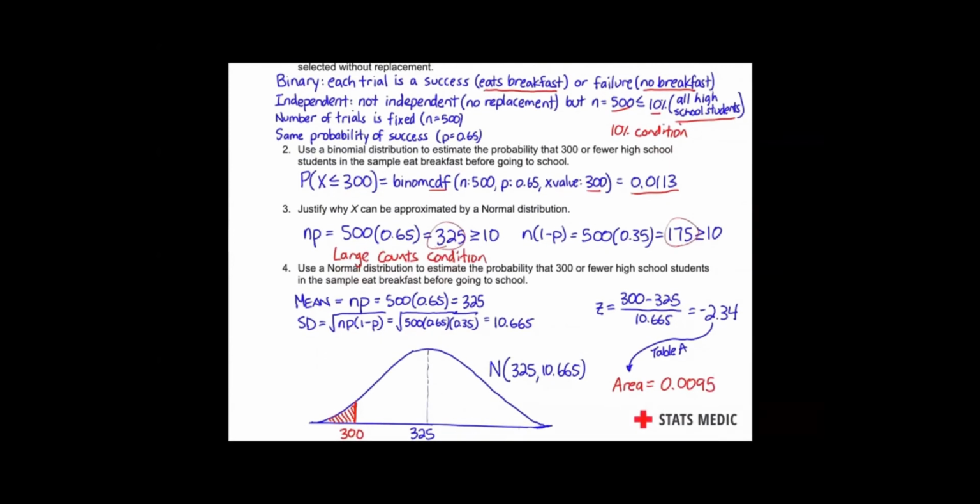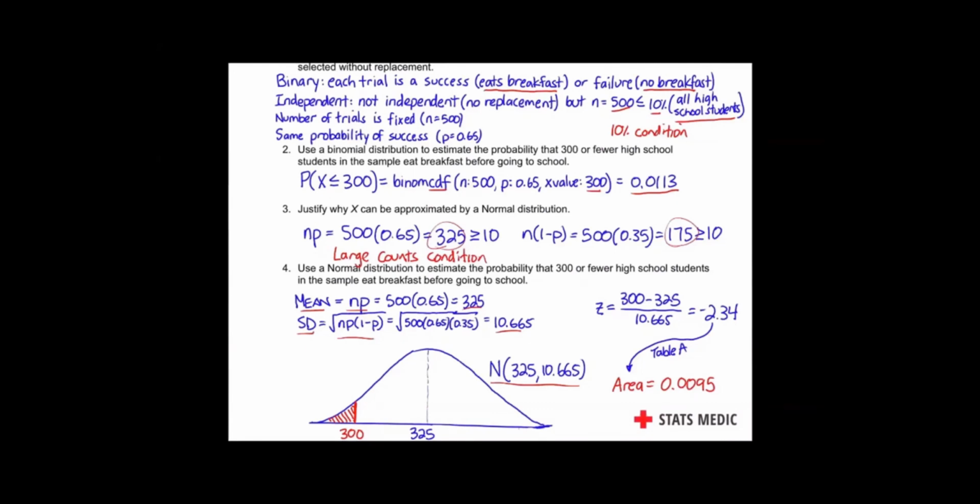Let's redo problem number 2, but using the normal approximation. Now, in order to do that, we do have to figure out the mean and the standard deviation for the normal distribution. And we did that using the formulas for binomial distributions given here. And so we have our mean and our standard deviation, which I've indicated in the picture here. And we're just trying to find the area to the left of 300.